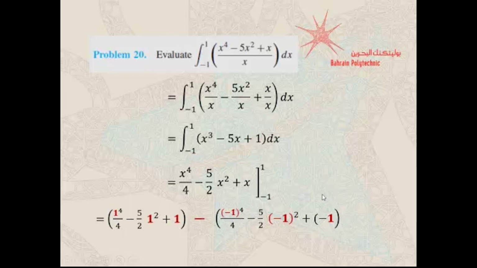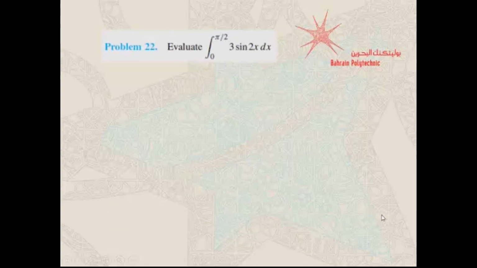And at the end, I'm going to evaluate this and evaluate this and subtract. And of course, if you've got a calculator, you can do it all at once in your calculator. So at the end, it's going to give you the number 2. So if I evaluate this definite integral, I get a certain value at the end. And in this case, it is equal to 2.